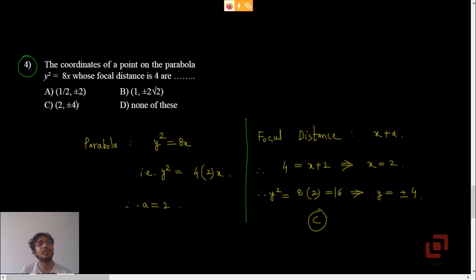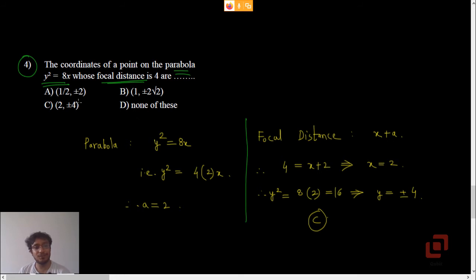Question 4. The coordinates of a point on the parabola whose equation is y squared equal to 8x, whose focal distance is 4, are: option A, (1/2, plus or minus 2); option B, (1, plus or minus 2 root 2); option C, (2, plus or minus 4); and option D, none of these.